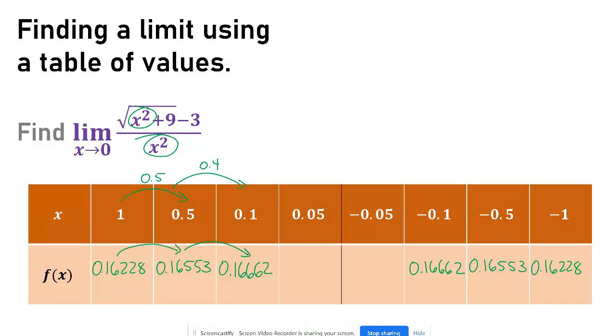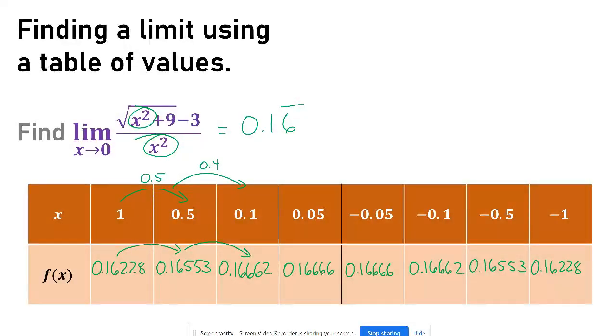So let's go ahead and do another one. And when I plug in 0.05, what I end up with is 0.16666. And there's no right or wrong number of values you need to plug in to do this. And there's no magic number as far as how close to the number you need to get. You just need to plug in enough to be able to see where it's going. Here I can see that as I get closer and closer to 0, this gets closer and closer to 0.16 with the 6 repeating.